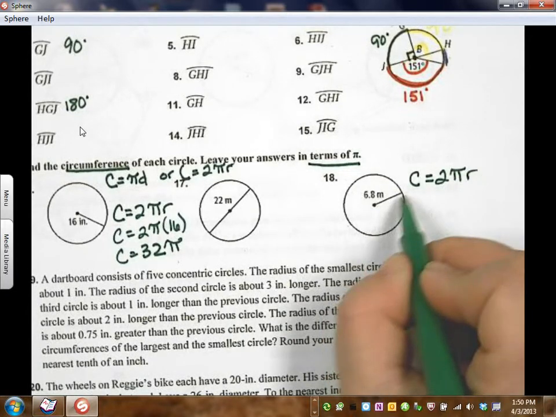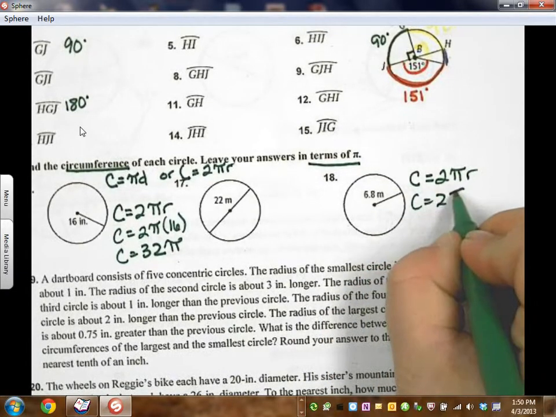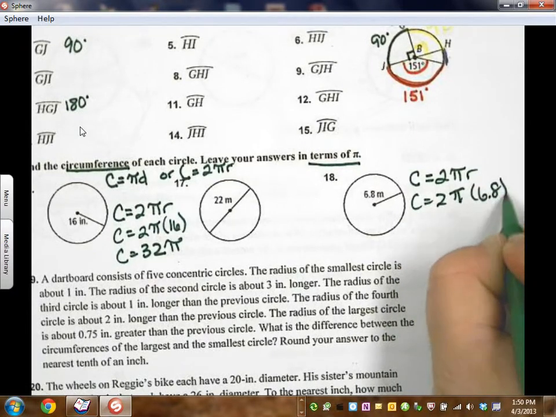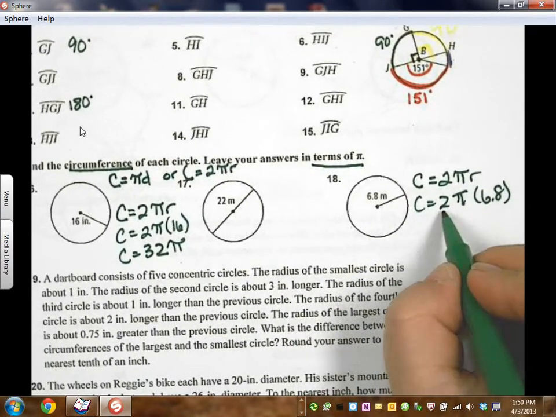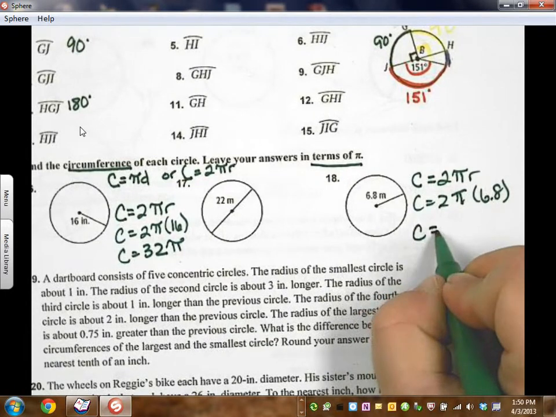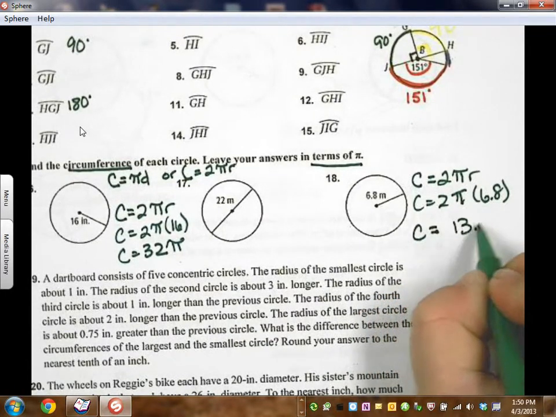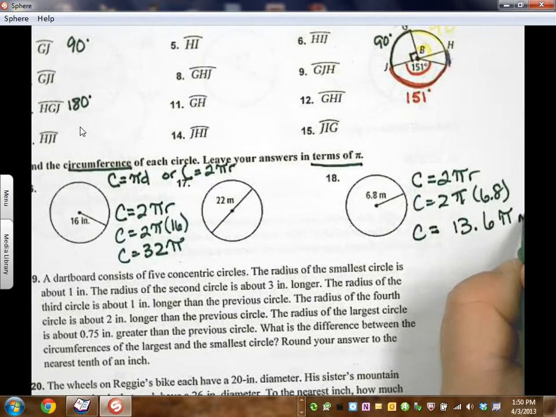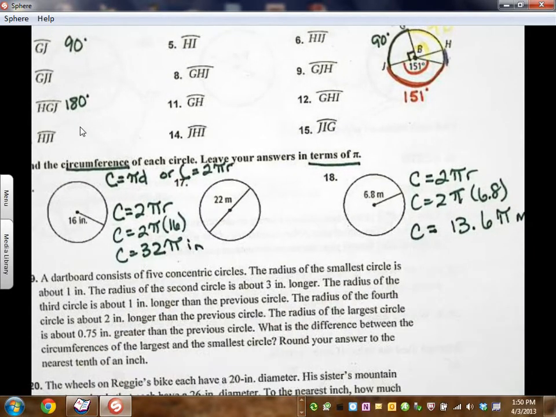Once again, I have a radius. Substitute in. And we're going to multiply. 2 times 6.8, the circumference is going to equal 13.6 pi meters. And this would be inches. I'm sorry, I didn't put my unit in.